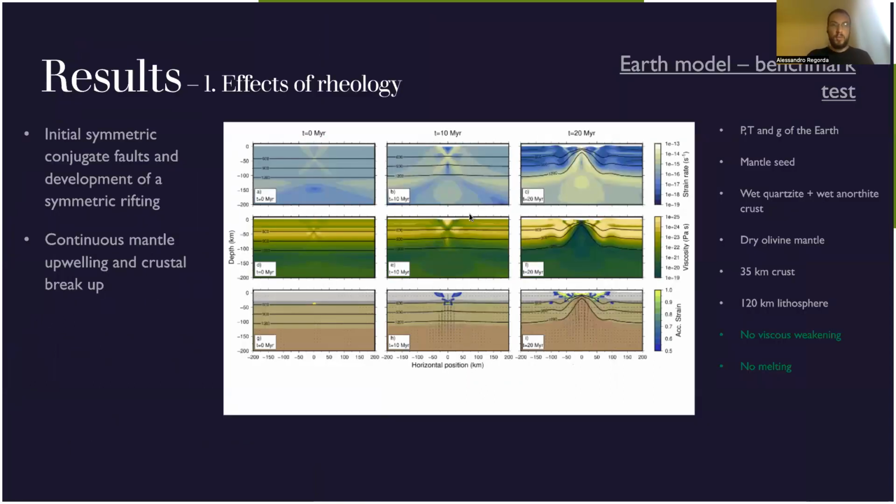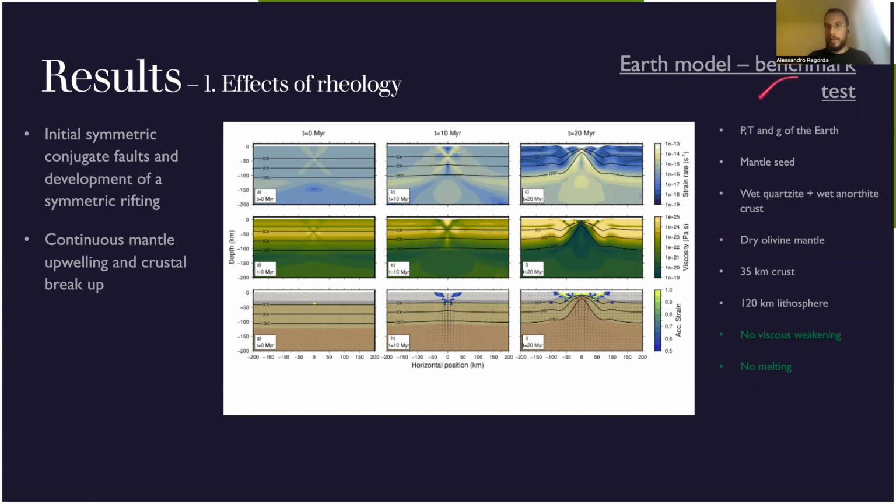So the first model I'll show you is just a test model, a final benchmark, because the numerical code we used was new. It was fully benchmarked in every feature, but we decided to make a last test just to verify that the code could simulate correctly this kind of tectonic setting.